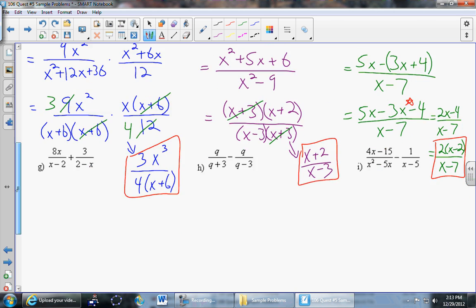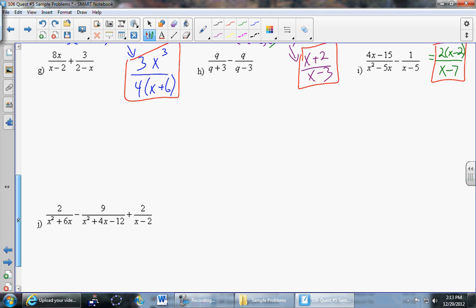Part G. 8x over x minus 2 plus 3 over 2 minus x. Okay, the denominators look not the same, but they look quite similar. X minus 2, 2 minus x. We've seen this before. The idea here is that those denominators are exactly the same, except they're backwards. The signs are all backwards. So how do we handle it?